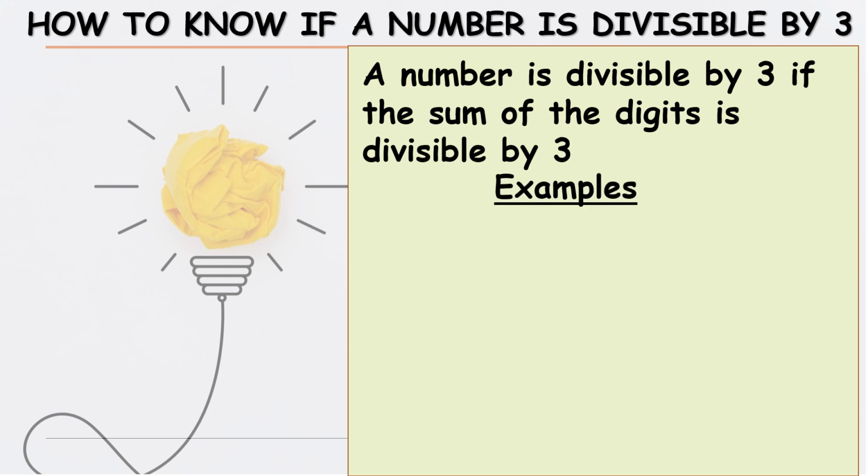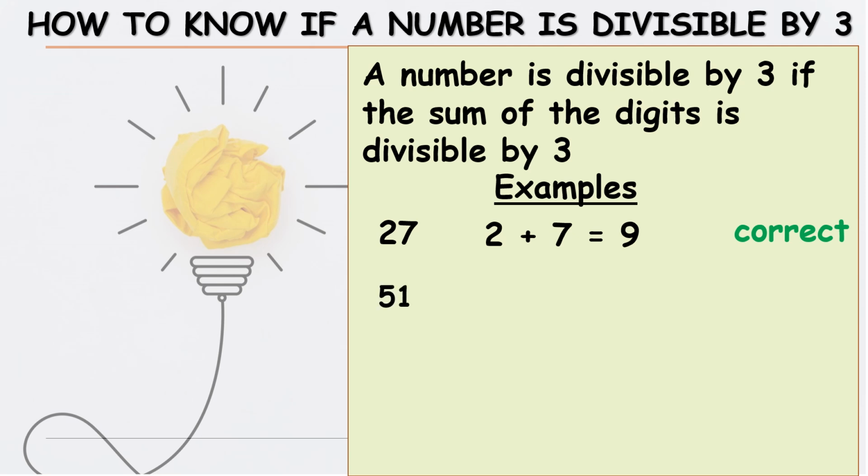Let's look at some examples. 27. What is the sum of the digits? 2 plus 7 is 9. Is 9 divisible by 3? 9 is divisible by 3, I beg your pardon. And therefore 27 is divisible by 3.